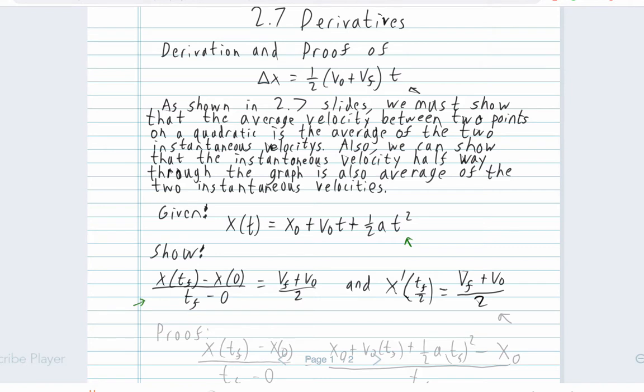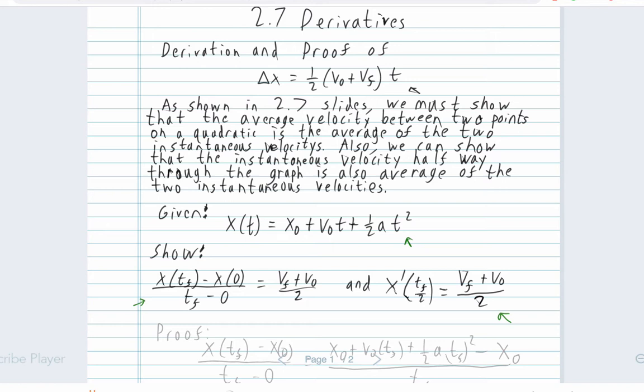Okay. So this one right here shows that the average velocity, just given the simple rise over run equation, equals the average of the two instantaneous velocities, and also in this equation right here that the average position, I guess it is the average position halfway through the quadratic has the velocity that is the average of the two velocities.